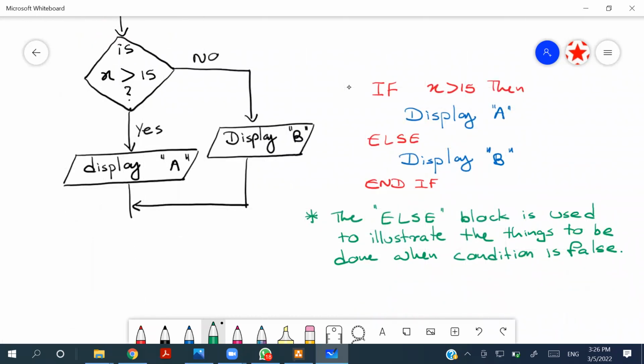Now why do we have an end if? Because if the if is started, it should be said that it ends, because there can be more instructions before the if condition, as well as after it. So we have to set clearly what belongs with the if. That is why end if is there.